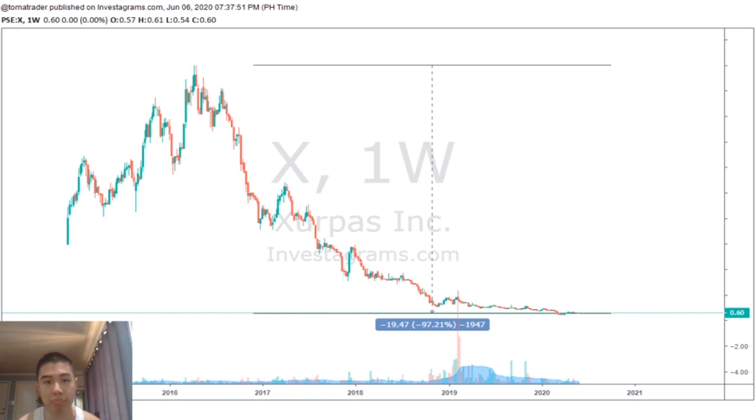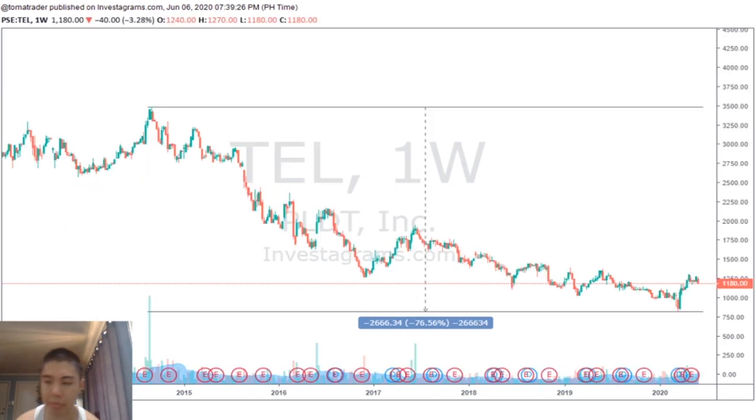So, this is reality. Ito yung picture na dapat pinipaint din na there's always gonna be downside. There's always gonna be stocks that go down this much. Here, let me show you another example.